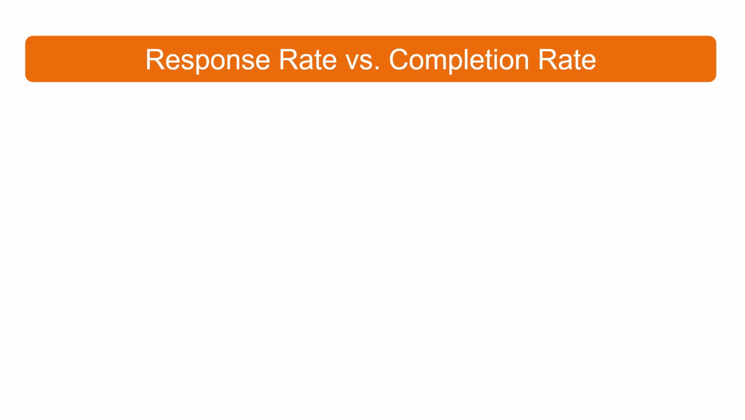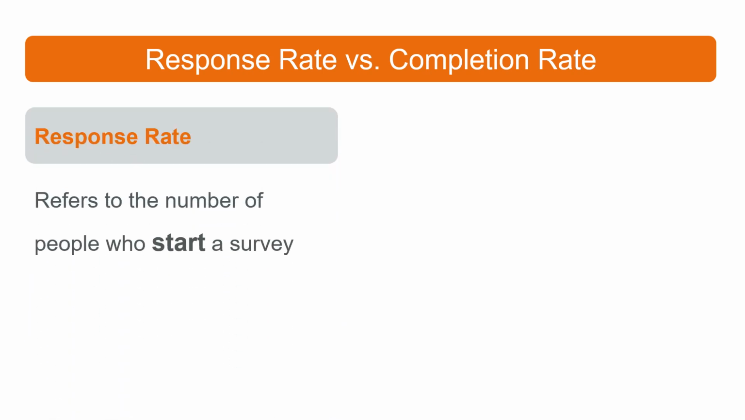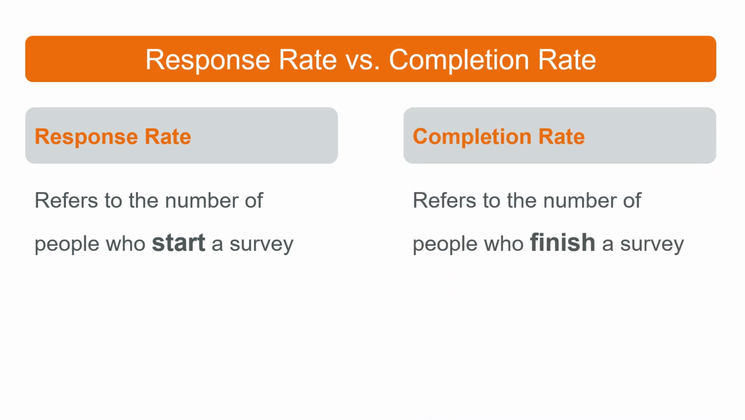If you have watched our data cleaning module, you may have heard us talk about completion rate. So what's the difference? Response rate refers to the number of people who start a survey but do not necessarily finish it. A respondent could answer one question and still be considered as responding to the survey. Completion rate, on the other hand, refers to the number of people who finish a survey in its entirety. If a survey has 20 questions, a respondent would have to answer all 20 questions to be considered as completing the survey.